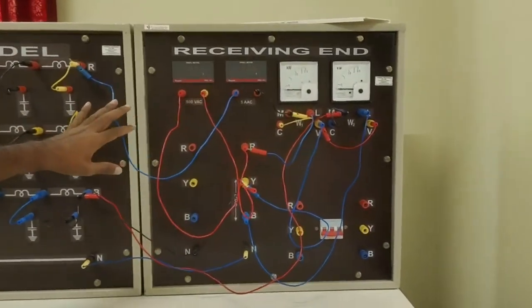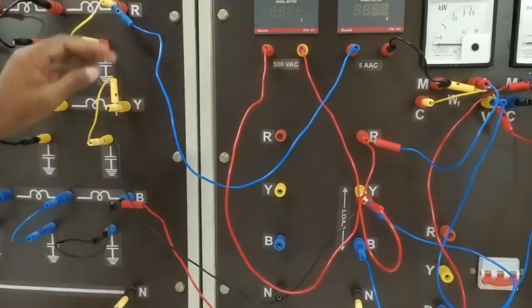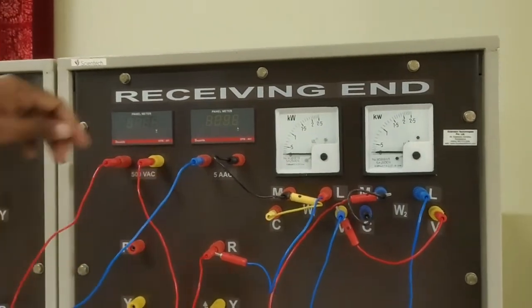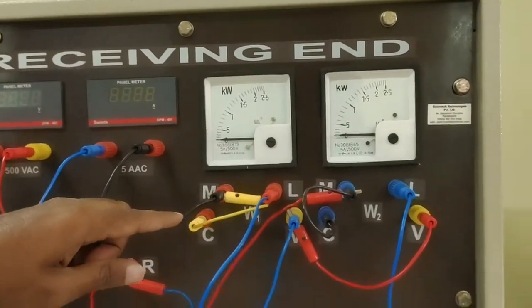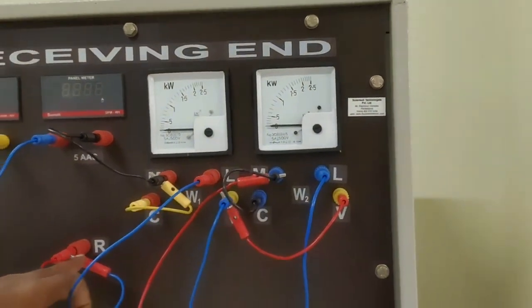Now this is the receiving end. Here the receiving end has the R phase, Y phase, B phase, and neutral. From R phase to ammeter, to the wattmeter of the receiving end side, wattmeter M, MC shorted, and L to R phase of the load.